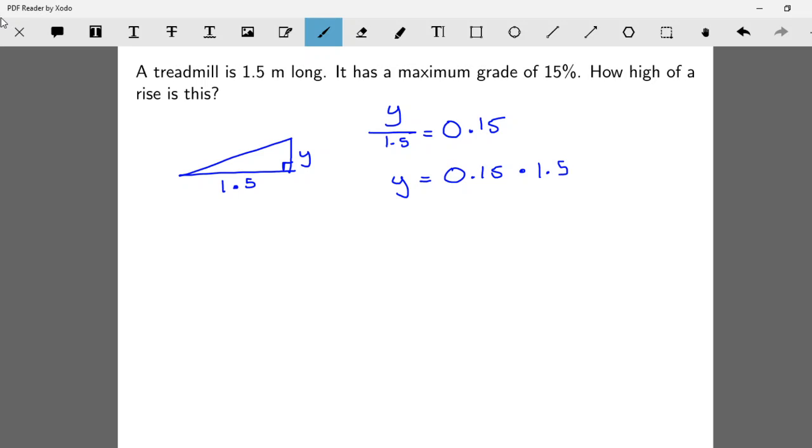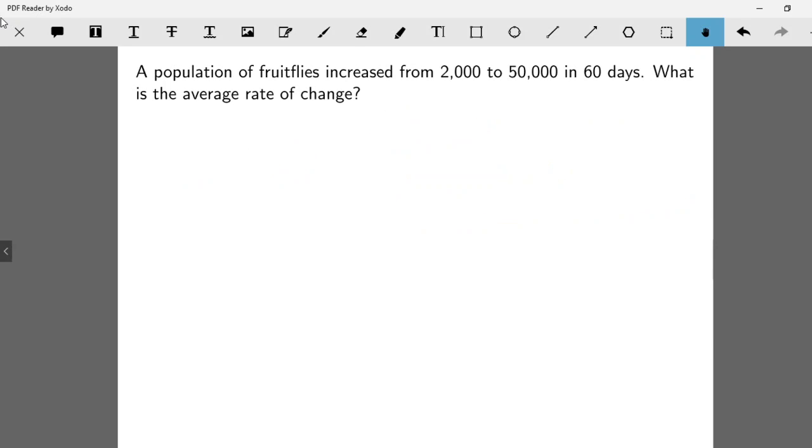times 1.5. Well, it's almost as if I picked these numbers because I know that the square of 15 is 225. We need 1, 2, 3 decimal places. 0.225 meters or 22.5 centimeters. So make note of that when you're looking at your ceiling and putting your treadmill somewhere. Don't bonk your head.